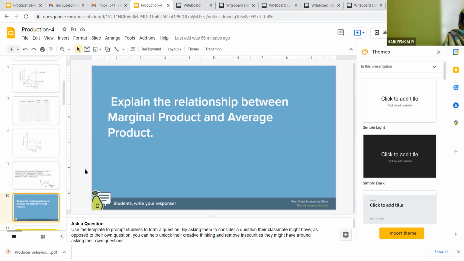Ma'am, when the average product is increasing, the marginal product is above the average product. When average product is declining, the marginal product is below the average product. And when the average product is at maximum, the marginal and average product are equal to each other. Yes, very good. After that, MP becomes negative and AP is falling.